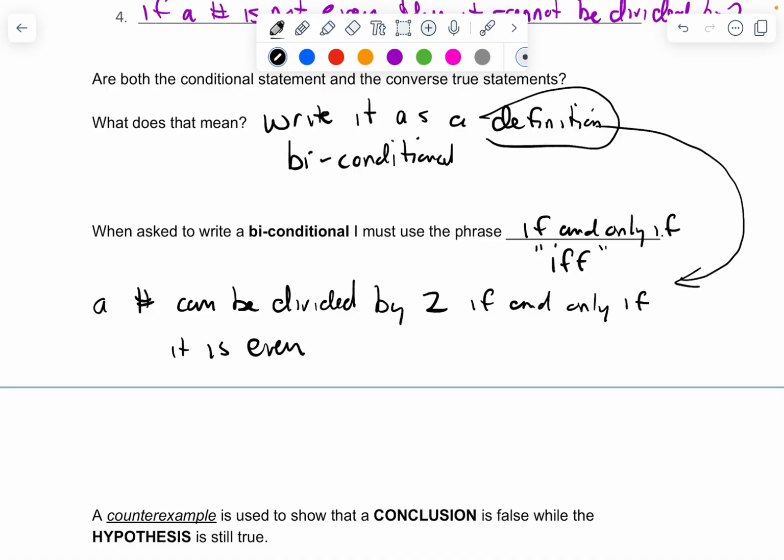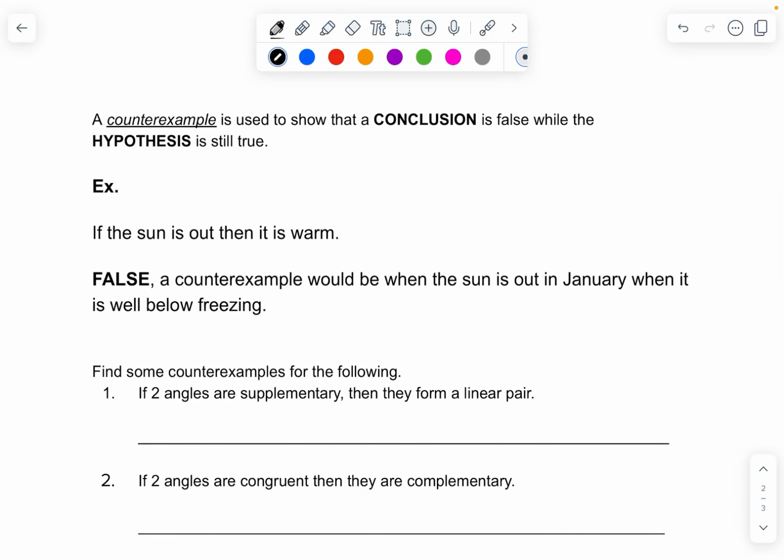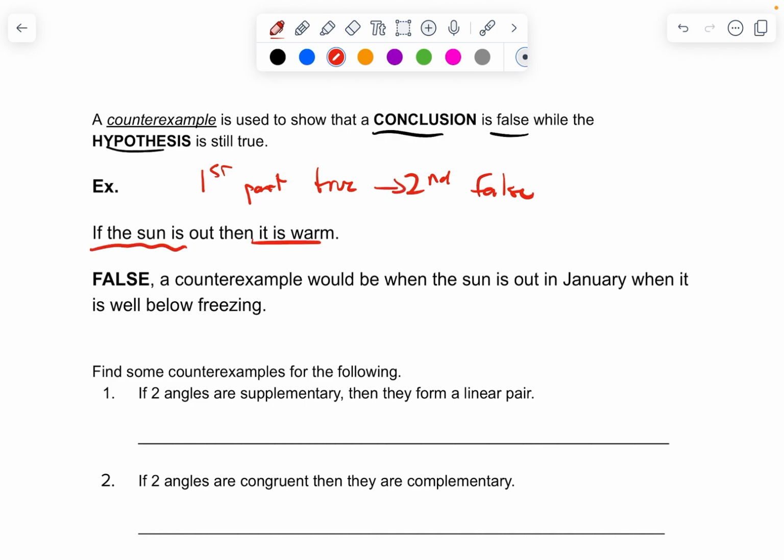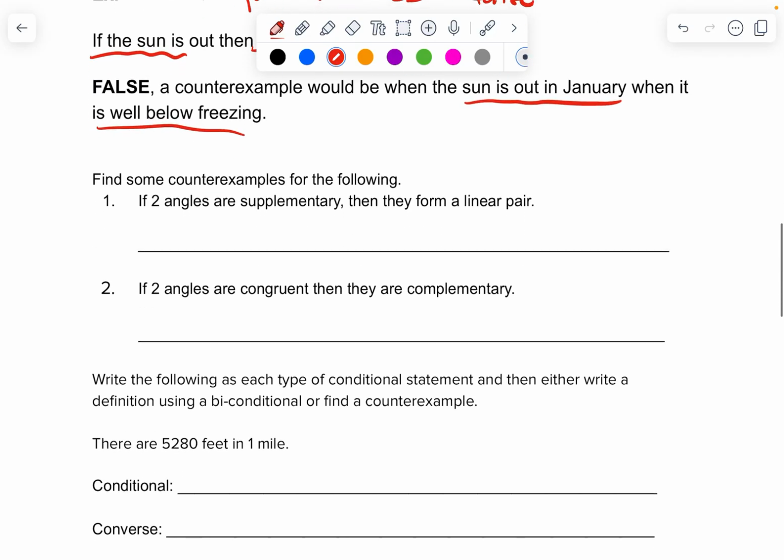Now, a counterexample. A counterexample is used to show that a conclusion is false when the hypothesis is still true. So this means first part true, second part false. If the sun is out, then it is warm. A counterexample would be the sun is out in January in Minnesota, and when it's January, it is not very warm. A lot of times the sun is out and it is well below freezing, so it is not warm.